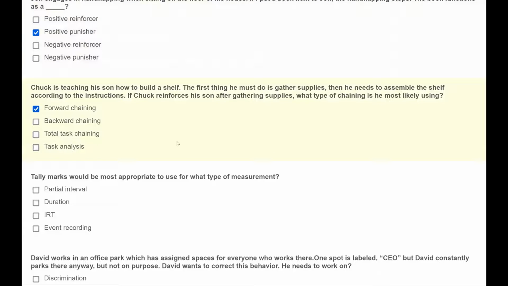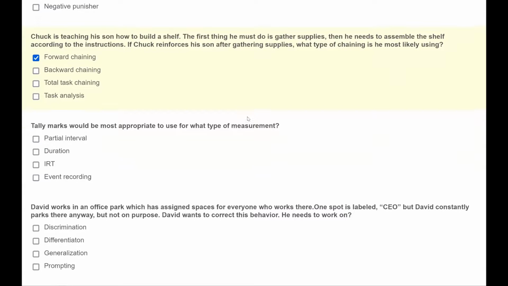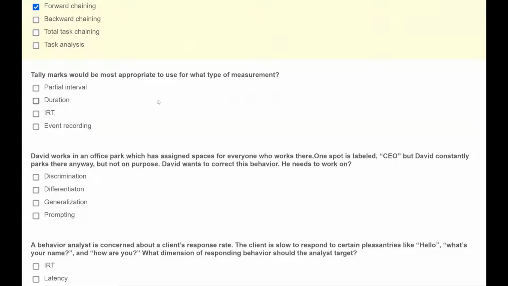Don't pick task analysis. It's not a task analysis. What is a task analysis? A task analysis creates the chain. So Chuck had to do a task analysis to create the chain for building the shelf. Now that they're building the shelf, now they're using the actual chain. There's a difference between task analysis and task chaining. Be careful. Next question. Tally marks would be most appropriate to use for what type of measurement?